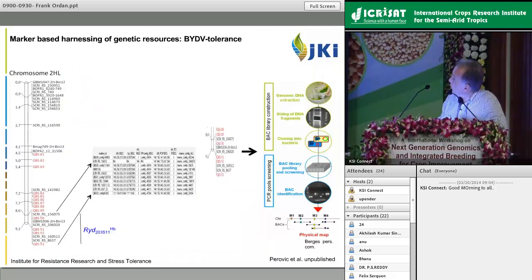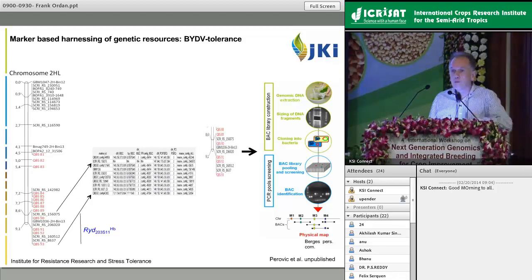So in the next step, we assigned these markers to the physical map of barley in order to get more detailed information on what genes are there, and we constructed a non-gridded BAC library in Hélène Berger's lab at Toulouse from this introgression line. And actually, this BAC library is screened with these markers in order to identify a BAC contig and to identify candidate genes.